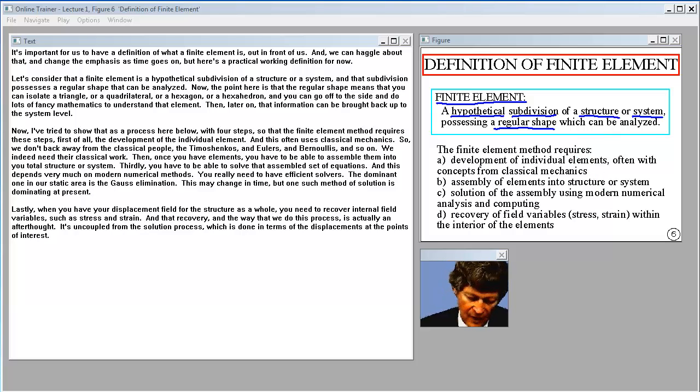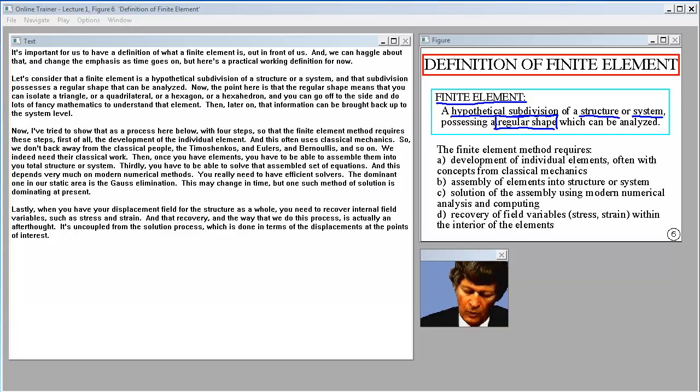Now, the point here is that the regular shape means that you can isolate a triangle or a quadrilateral or a hexagon or a hexahedron, and you can go off to the side and do lots of fancy mathematics to understand that element. Then later on, that information can be brought back up to the system level.